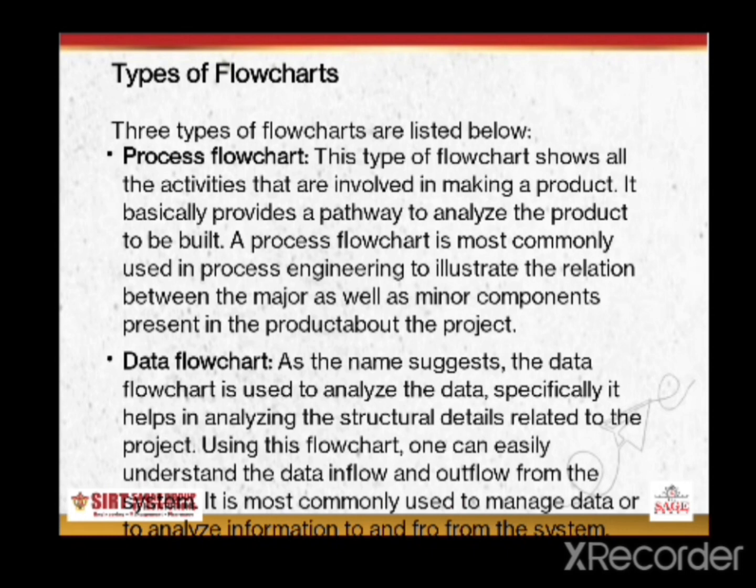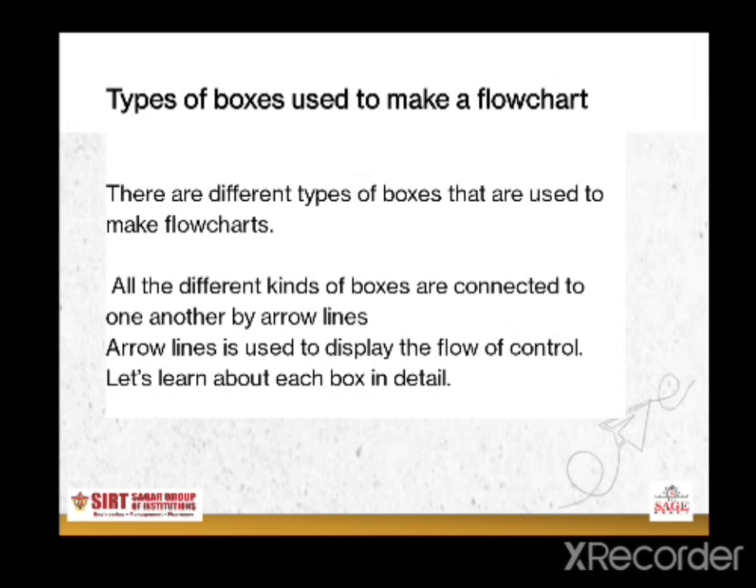So the flowcharts are the process flowchart and the data flowchart. In a process flowchart, this type of flowchart shows all the activities that are involved in making a product. A process flowchart is most commonly used in process engineering. If I'm talking about the data flowchart, as the name suggests, it is about data, and whenever we want to show or analyze any data, we can use data flowcharts. Different types of boxes are used to represent a flowchart. Boxes means we can use different types of shapes. Here there are lots of boxes that we use.